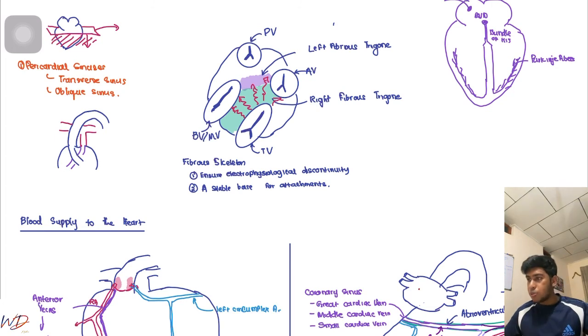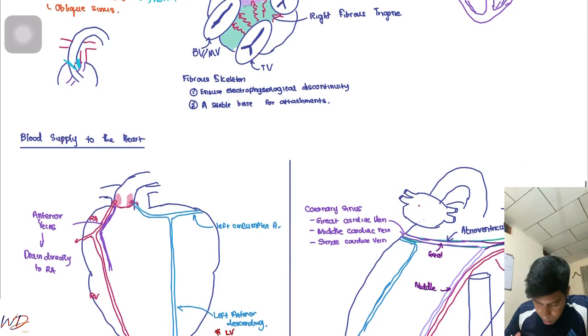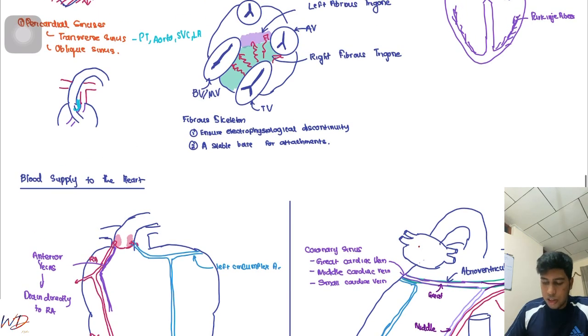Now, why is that important? The transverse sinus is between the pulmonary trunk, aorta, superior vena cava, and the left atrium. So it's basically in this region. The reason is you can put a clamp and clamp that region. That is the importance of the transverse sinus. Surgeons go looking for it when they do any operations related to the heart.